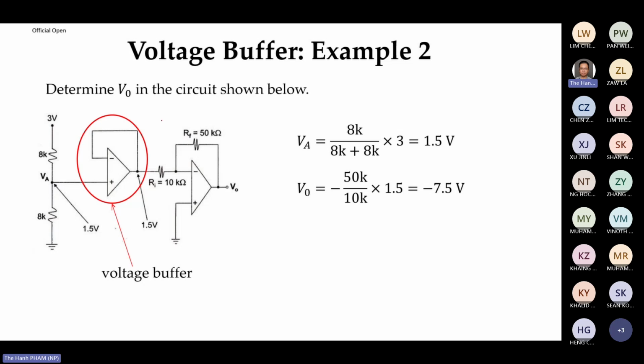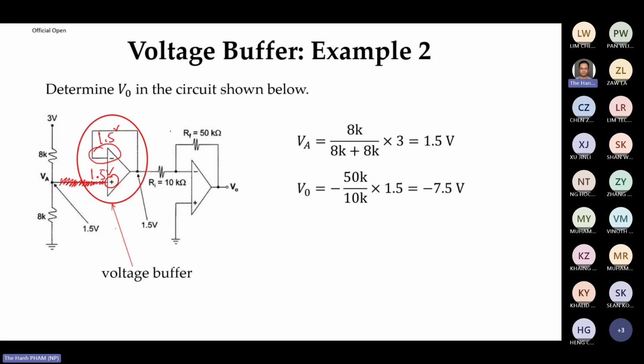Then if you have a buffer like this, basically there's no current running into here. So this 8K and this 8K form a voltage divider. So the V here is 1.5. So at this point, you have 1.5 volt. All right. Then this point, you also have 1.5. And because you have a wire here, now at this point, you have 1.5 volt.